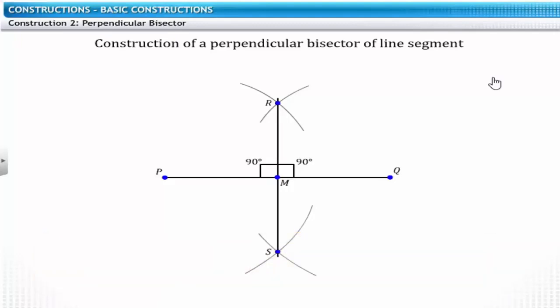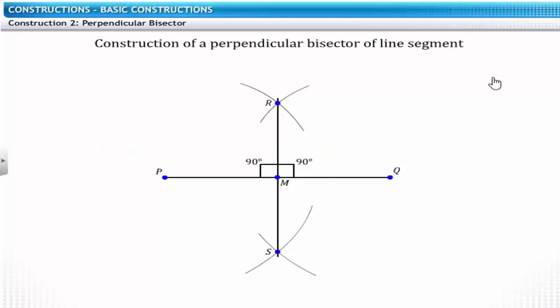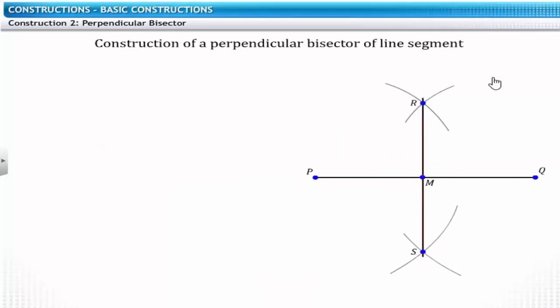Now, it's time to verify this construction. That is, we will prove that the line RS is perpendicular to the line segment PQ and also bisects it into two equal halves. In order to prove this, we have to prove two conditions: the condition of bisection and the condition of perpendicularity. First, we will prove that the line RS bisects the line segment PQ.